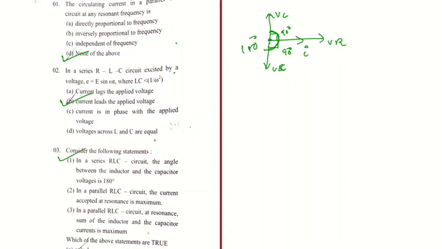In a parallel RLC circuit, the current accepted at resonance is maximum. That is what is asked here. So in a parallel RLC circuit, we have to find out if the current accepted at resonance is maximum.